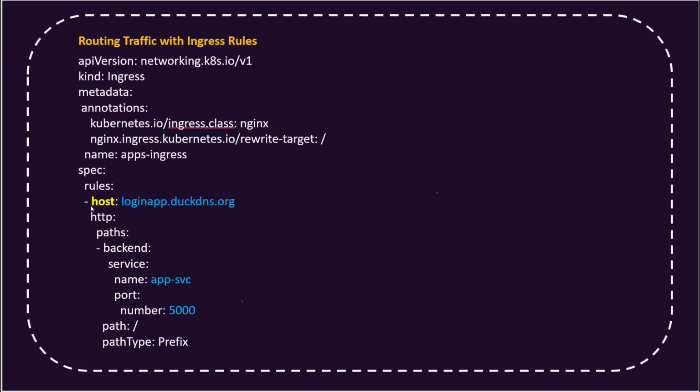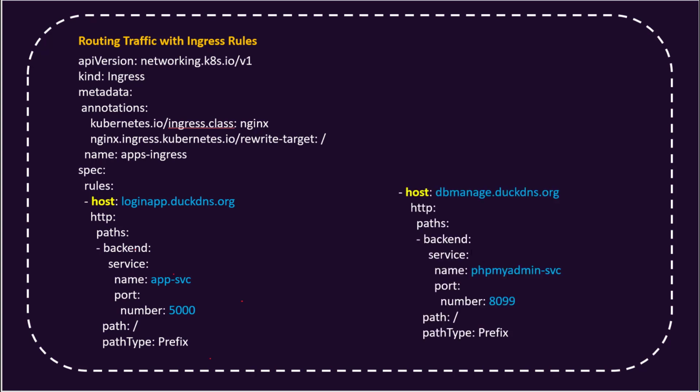Look here, I'm using this keyword host and added one of my subdomains here, and this is to reach which service? The application service on port 5000. And also by adding a copy of this one and changing it to, for example, dbmanage.duckdns, and changing the service to reach the phpMyAdmin service on this port, prepare it for Ingress.